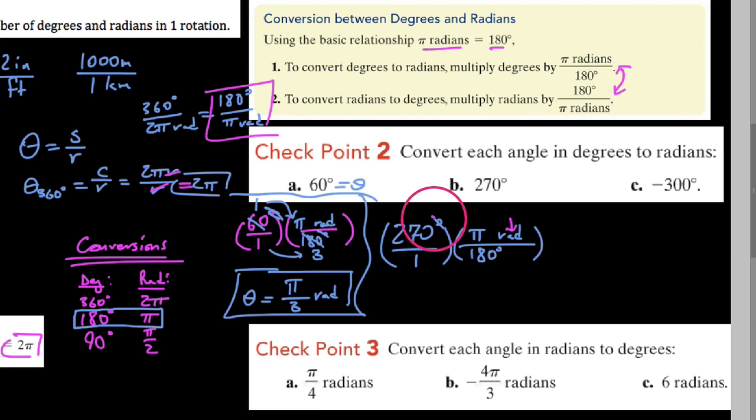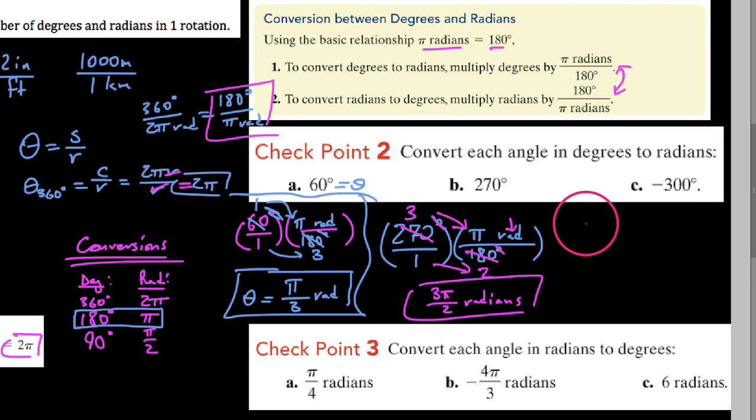So again, we're going to start by canceling out any units that cancel out. I know that 90 goes into both 180 and 270. It goes into 270 3 times, and 180 goes into it twice. So we're going to look at this as 3 times pi on top, so we get 3 pi. And on bottom, we get 1 times 2. So we say 3 pi halves radians, that's the same thing as 270 degrees.